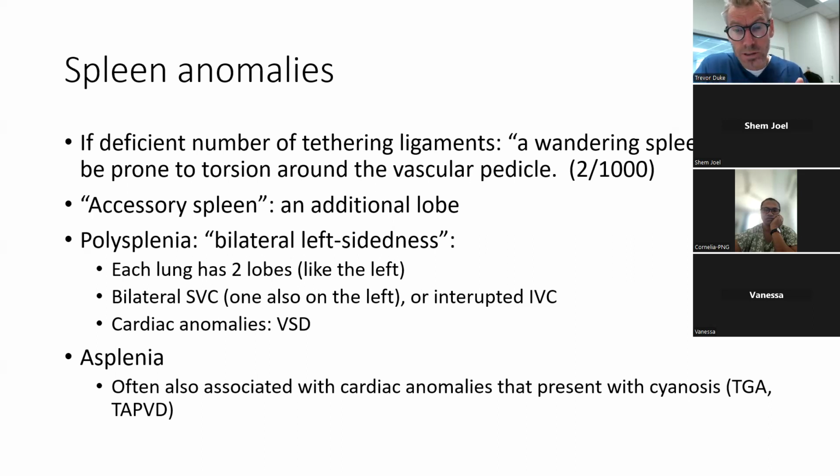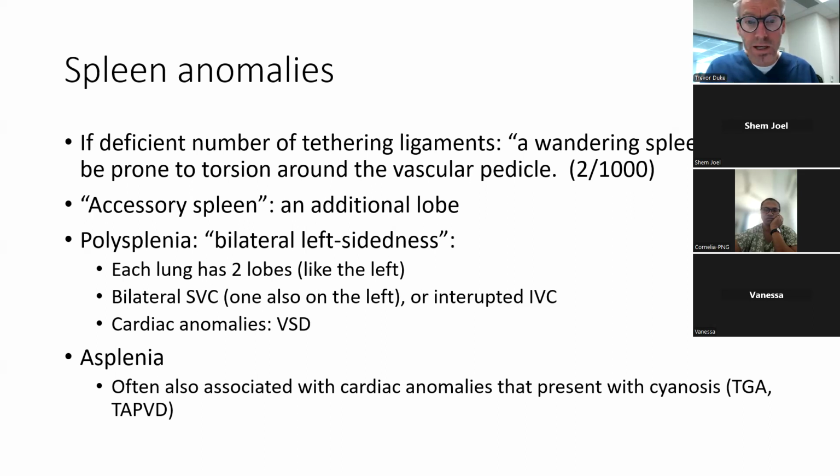Polysplenia is sometimes called bilateral left-sidedness, which means that on both sides of the body are the same structures as the left side. So for example, there's two spleens, one on each side, or parts of the spleen, one on each side, on the left and the right side. Each lung has two lobes, like the left lung, instead of having three lobes on the right, an upper, middle, and lower lobe. This is a congenital abnormality of development, where there's what they call polysplenia or bilateral left-sidedness.